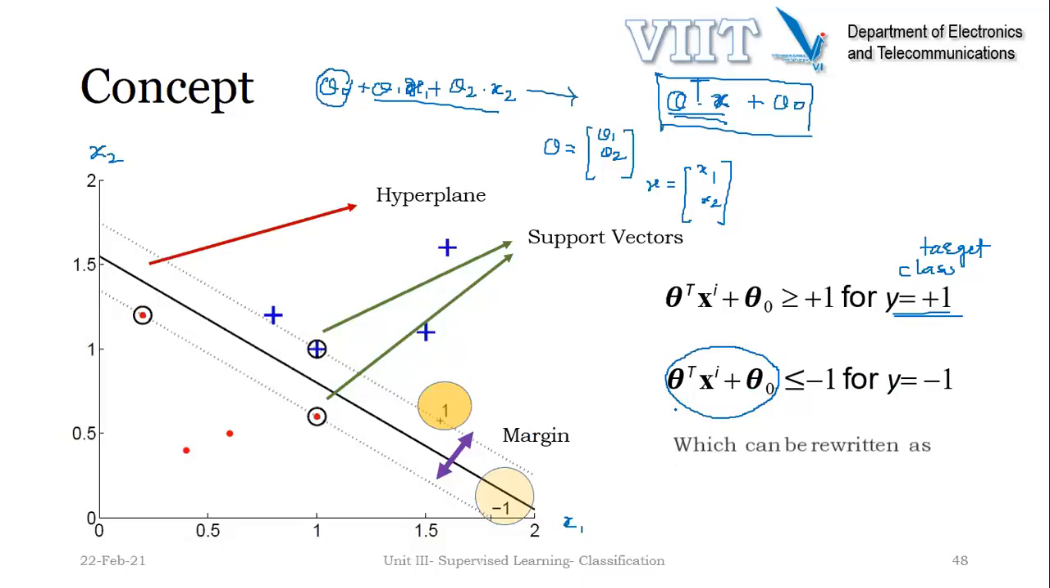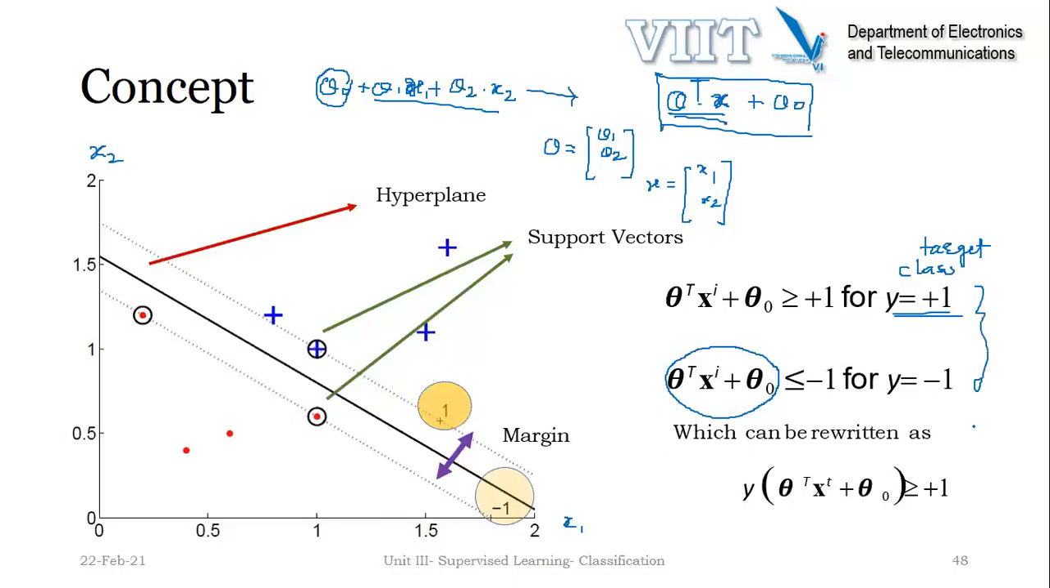So in short, these equations can be written as y multiplied by this. So it is y into theta transpose x plus theta 0 greater than or equal to 1. When y is equal to 1, you will have the first condition. When y is equal to minus 1, you will have the second condition. But the total margin, as you see, is 1 to this side, minus 1 to this side, and total margin is actually 2 units.